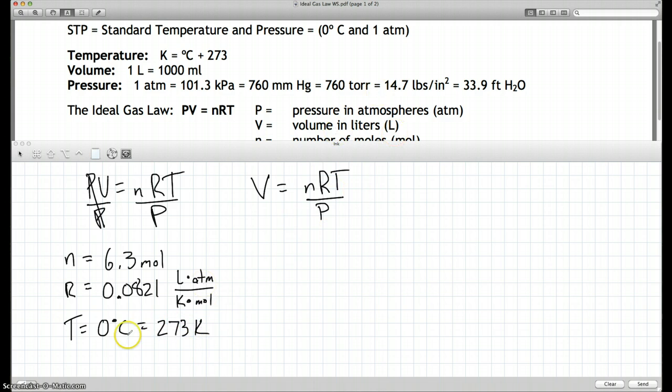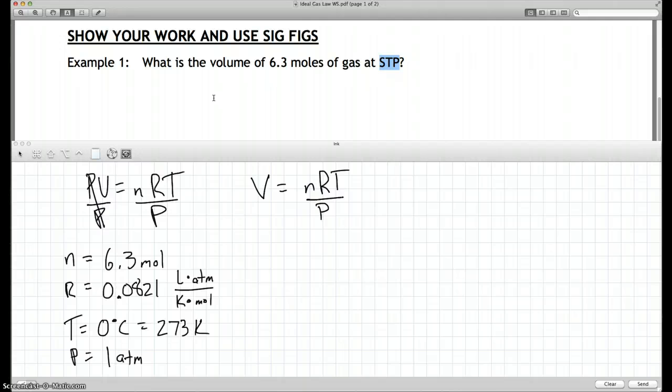And I also need pressure. My pressure is 1 atmosphere, and that is in the correct unit, so I didn't have to do any converting there. So I know all my variables. I know N, I plug it in there. I know R, I plug it in there. T goes there, P goes there, and I solve.